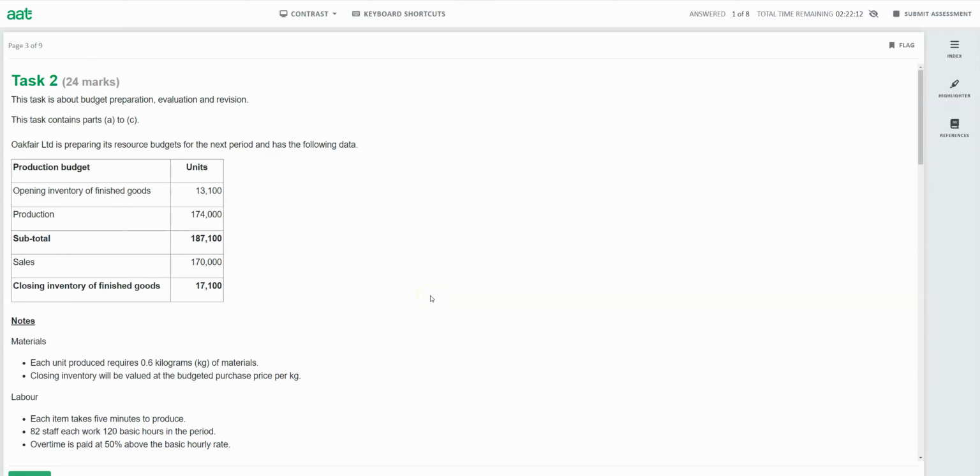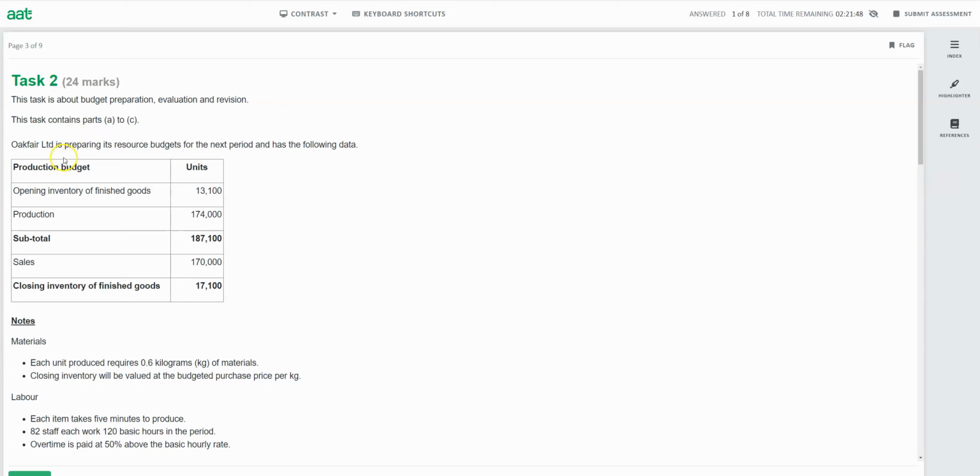The next question we have here is for 24 marks, so task 2. So let's read this question. This question will be a combination of our calculation and the writing part as well. So let's have a look. This task is about budget preparation, evaluation, and revision. This task contains parts A to C.